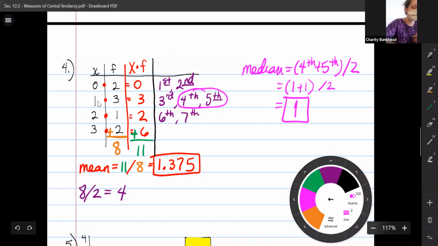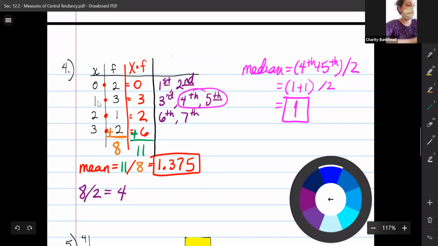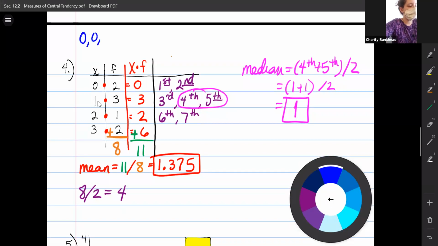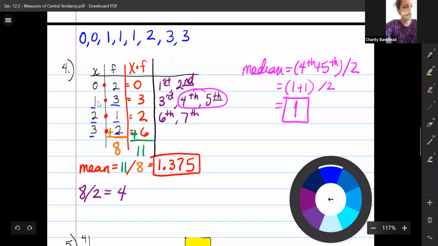So like I said, this one's relatively easy to write out. So if I wrote it out, it would be 0, 0, and then 3 ones. So it would be 1, 1, 1, and then 1, 2. So it would be a 2, and then 2 threes. So it would be 3, 3. So, you know, if I wrote my data set out, that's what it would be. And so there you go. So my first number is a 0, my second number is a 0, my third number is a 1, my fourth number is a 1, my fifth number is a 1, and so on. Hopefully that answers your question.